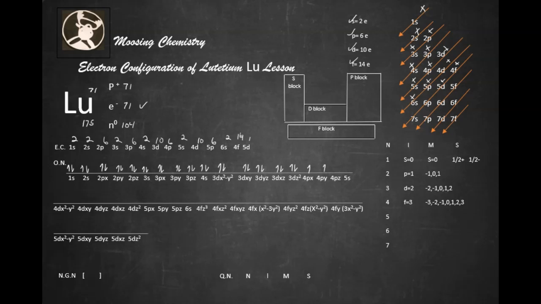So 1, 2, 3. As you're talking, make sure you don't make mistakes. All right, here we go. 5s up and down. See how easy this is? This is just as simple as can be. And how many arrows should you have? We're going to have 71 arrows because we have 71 electrons. An arrow represents an electron.